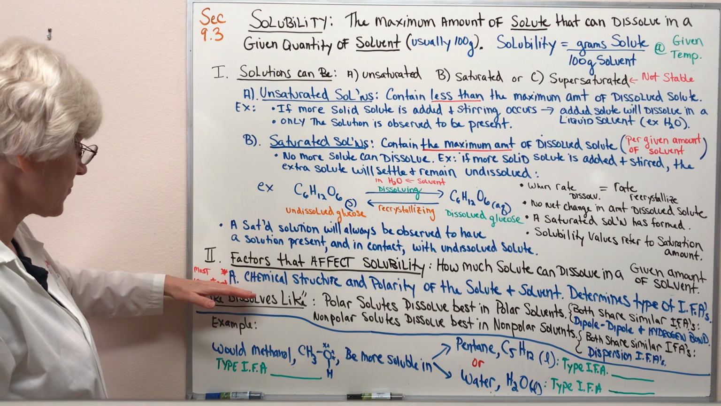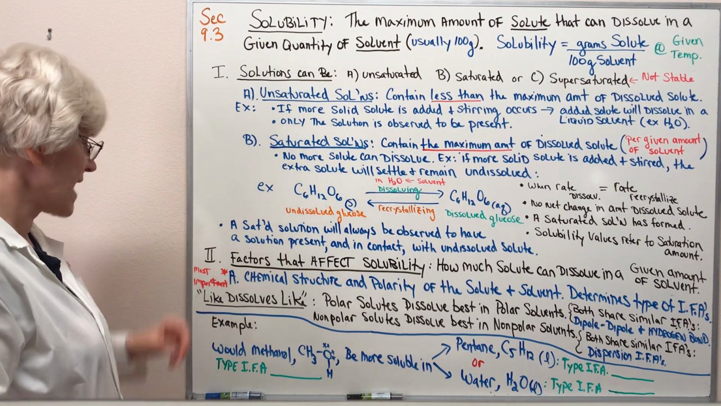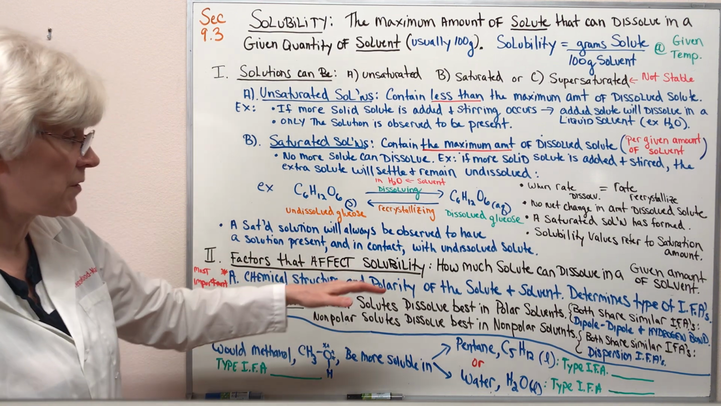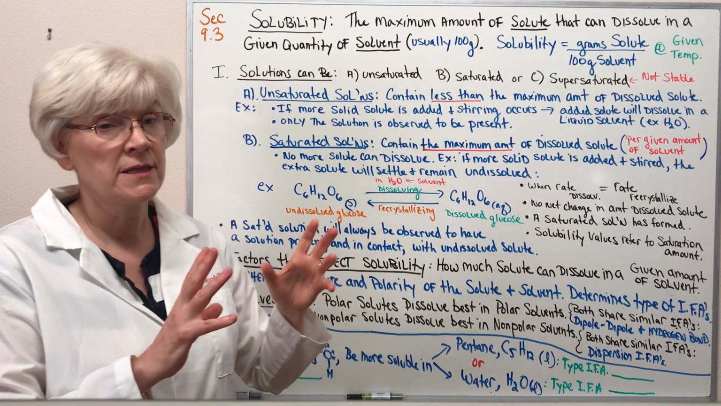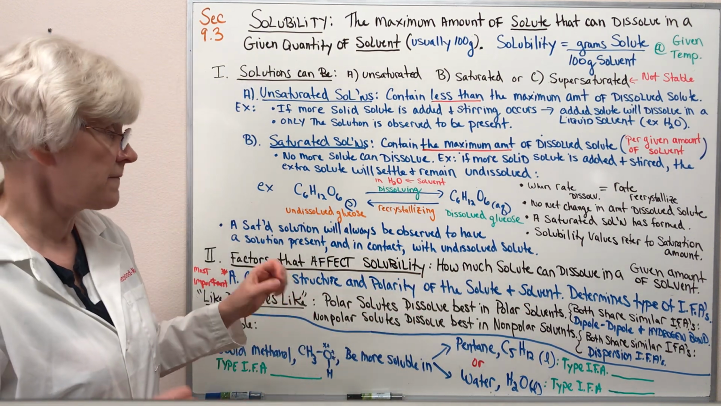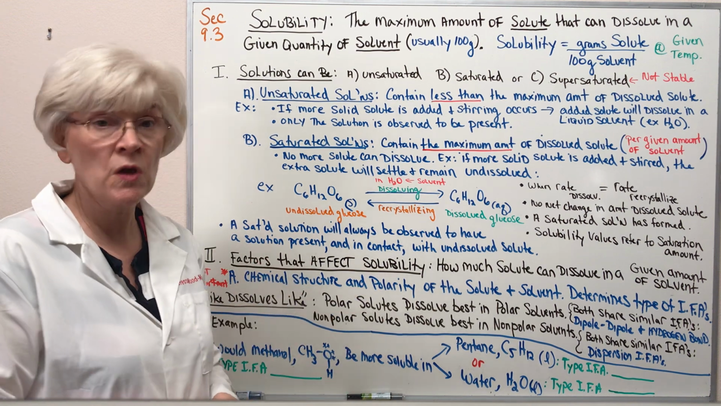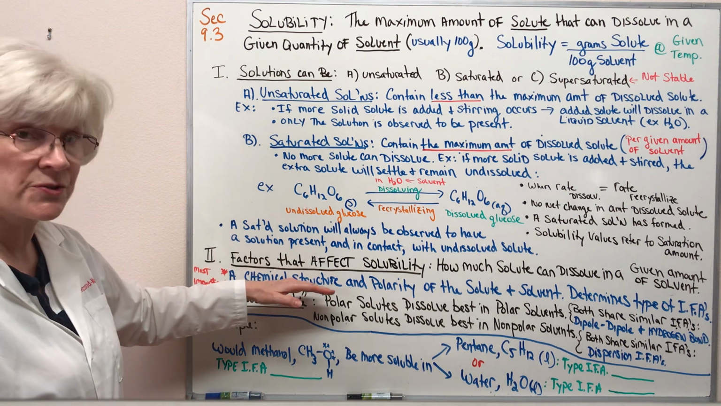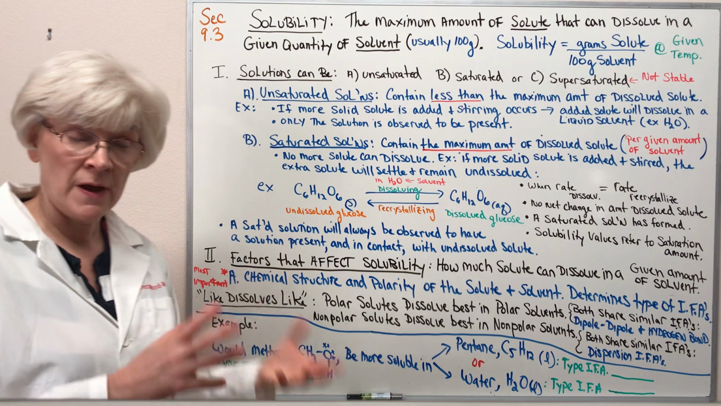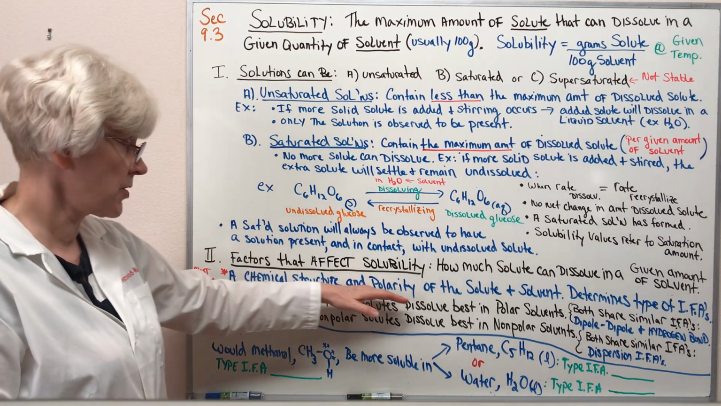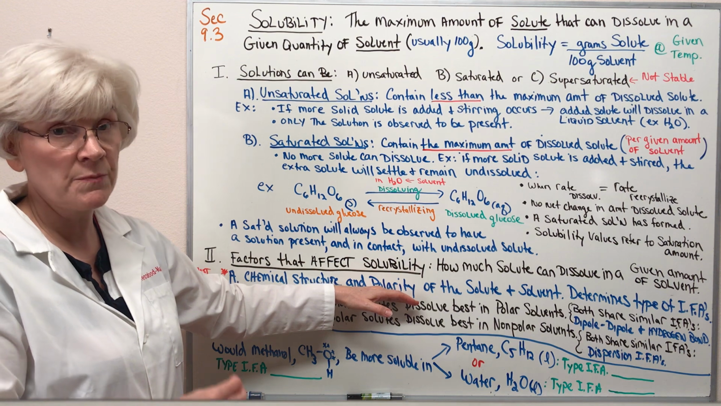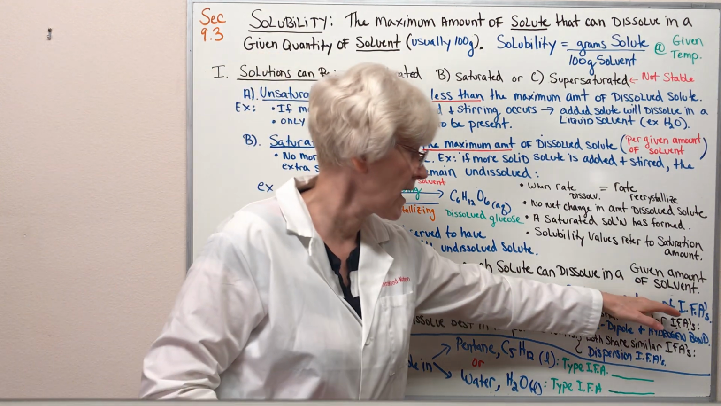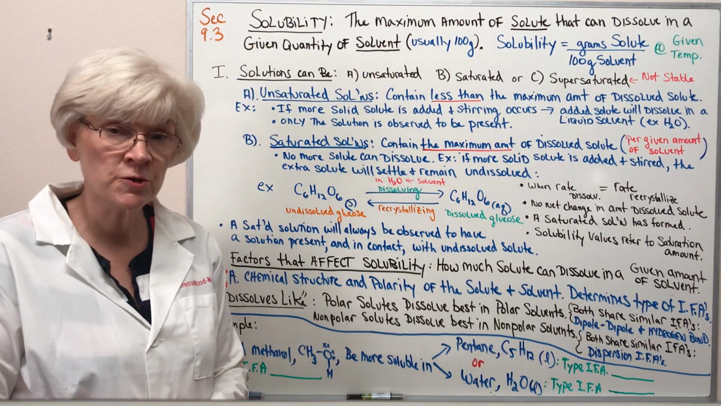And I'm listing the most important factor with an asterisk. A, the chemical structure and polarity of the solute and the solvent. That is the most important factor in determining how much solute can dissolve in a given quantity of solvent. So why is chemical structure so important? Because the bonding arrangement of substances determines whether or not the substance is polar or non-polar. And polarity determines types of intermolecular forces of attraction.